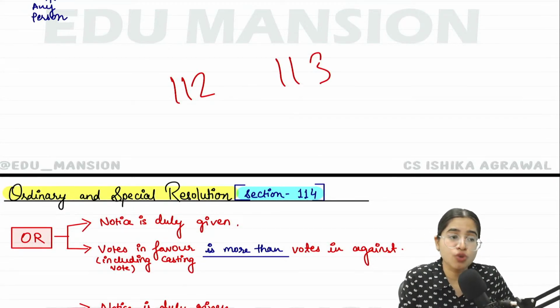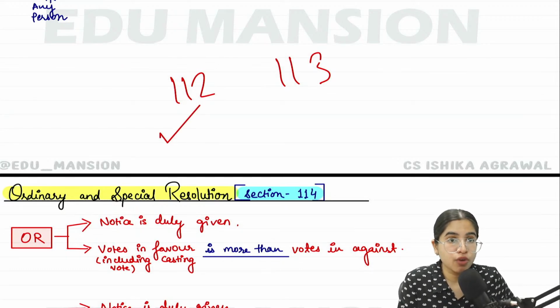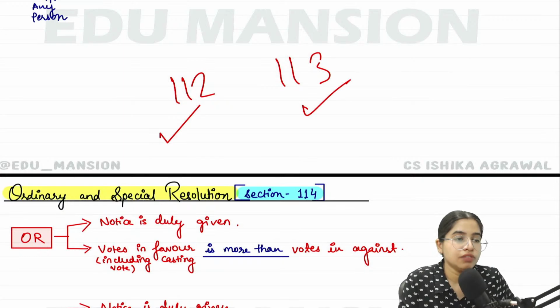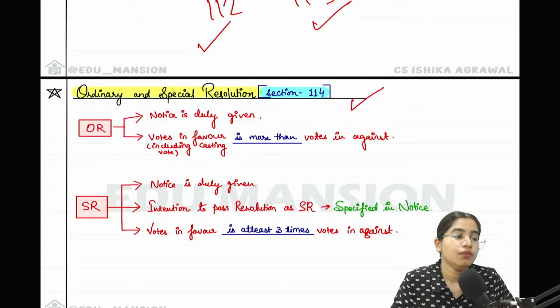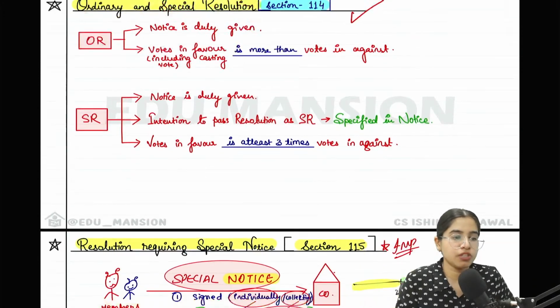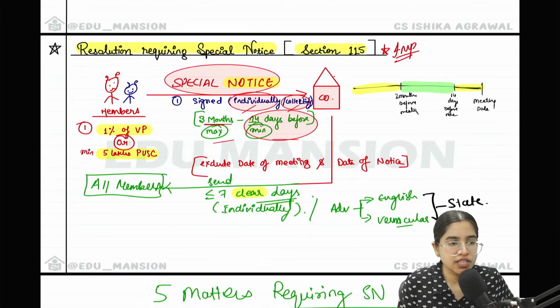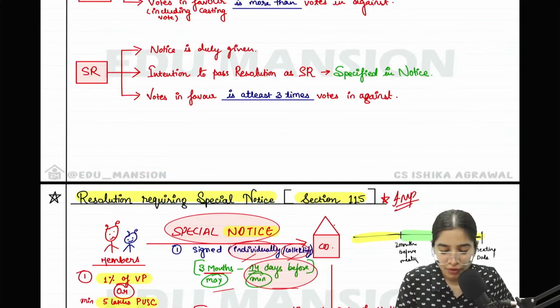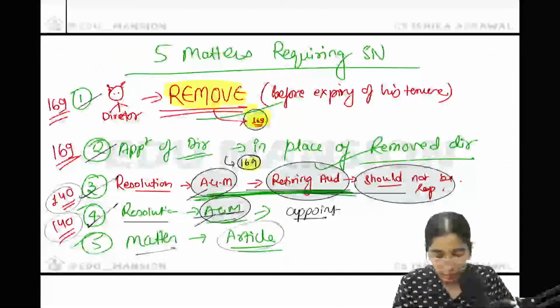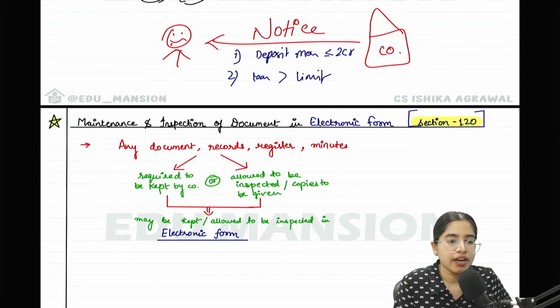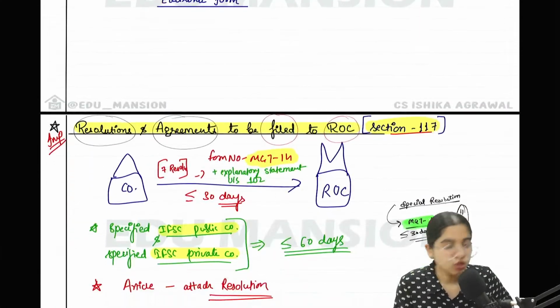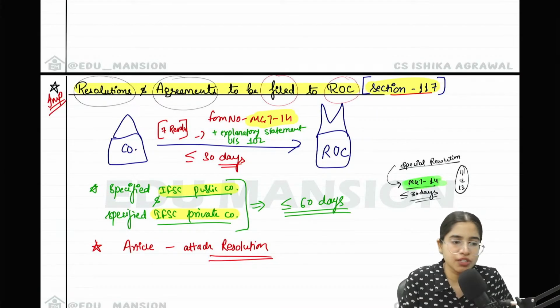112 and 113 are already done. 112 talks about the authorized representative of the governor or president, and 113 talks about the authorized representative of a company. 114 is already done, which talks about ordinary resolution and special resolution. So only two important sections are left, 115 and 117. 115 talks about special notice. 116 is also done, and 117 is left. So two important sections are left. After that only minutes will be left.